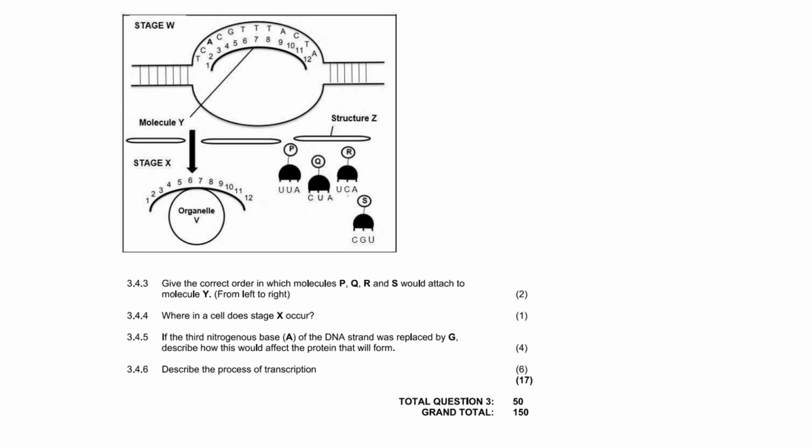And then okay, 3.4.3 Give the correct order in which molecules P, Q, R, and S will attach to molecule Y from left to right. So we have to form the correct order from P, Q, R, S. These guys were coming here. We have to put them in the order in which they will attach on molecule Y. So let's do them. One, P is UA. For P to attach, U will go with A, so it must be AAU. So the one that will form AAU, remember, the first portion here we already know, just put them as they are there.